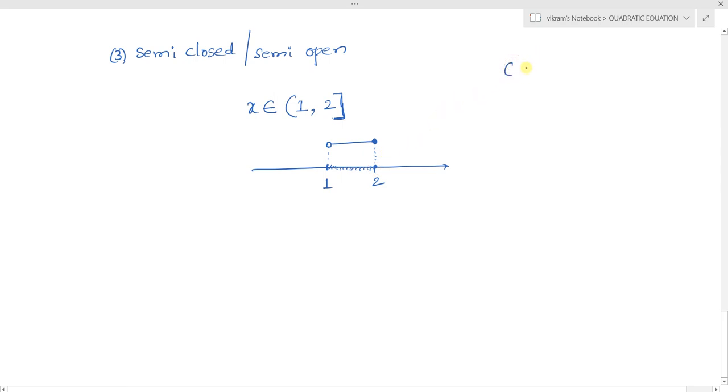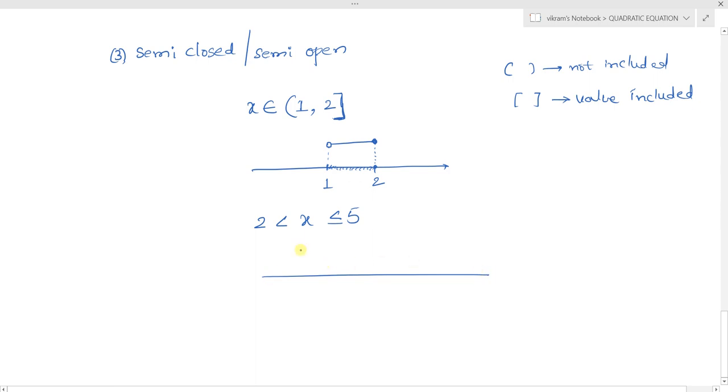With open braces, the value is not included, the value must be excluded. Whenever we have square brackets, the brackets are closed intervals, and the value has to be included. So for example, if the question is given as 2 less than x less than or equal to 5, how do we represent this? We have 2 and 5. For the 2 we have the less than symbol, that means we need to use an open brace. I'll always consider that.